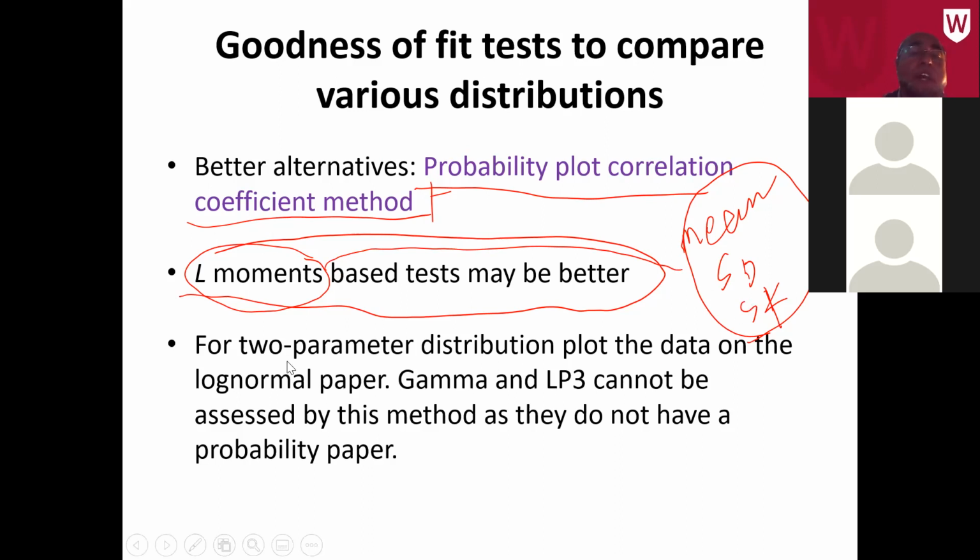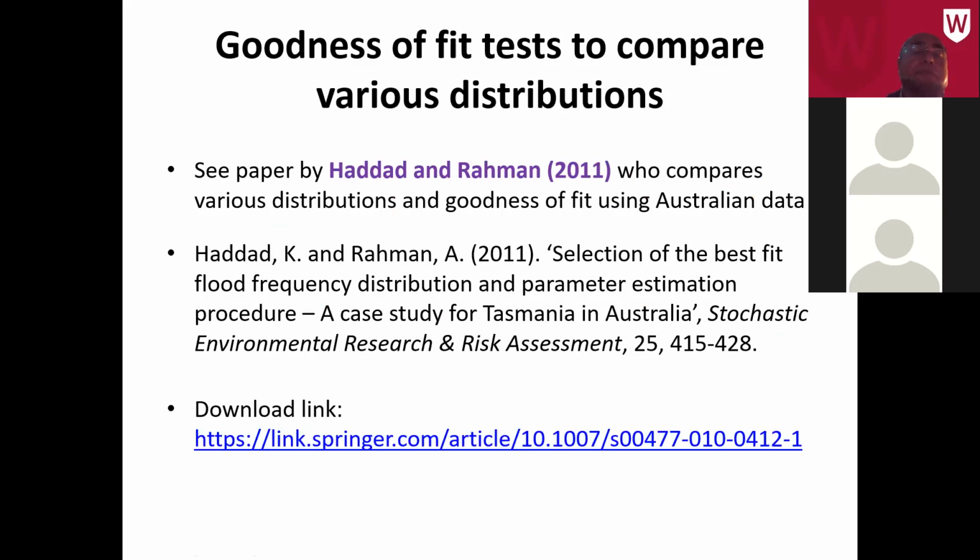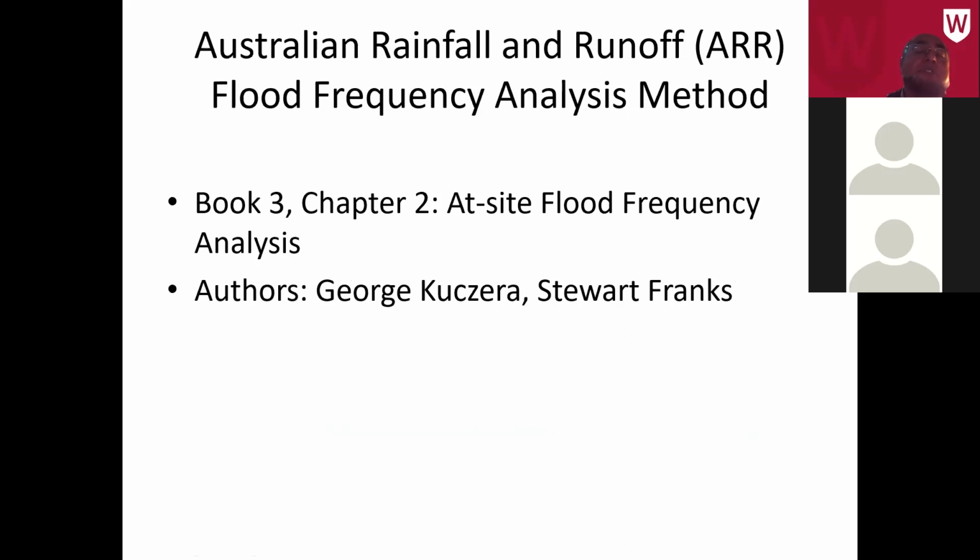And another way that we can plot the data on the 2-parameter distribution on the log normal paper, but this cannot be done for gamma and LP3 distribution. I think we have discussed this paper that I think it was in your exam, and also discussed this in the lecture as well, that they compared different distributions and fitting for a particular state of Australia.